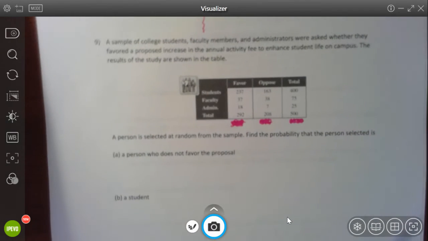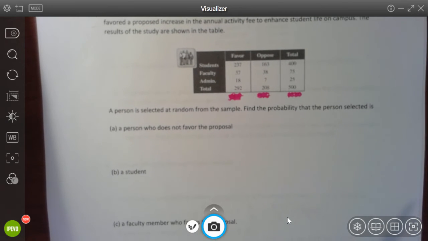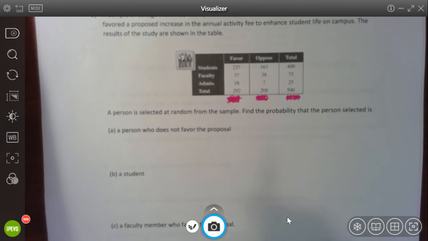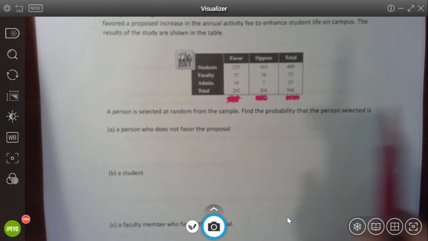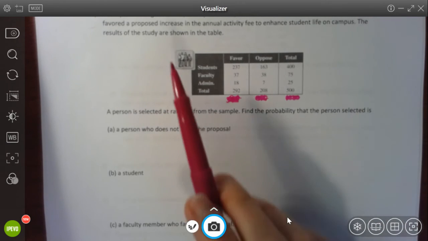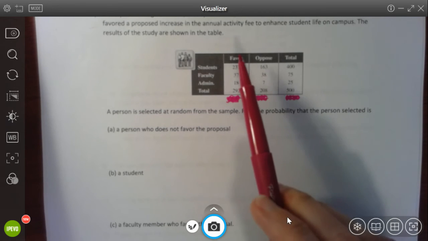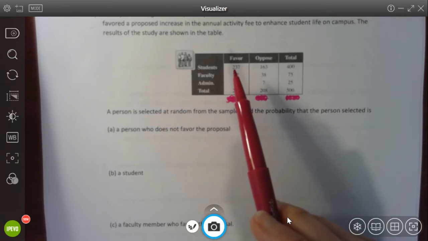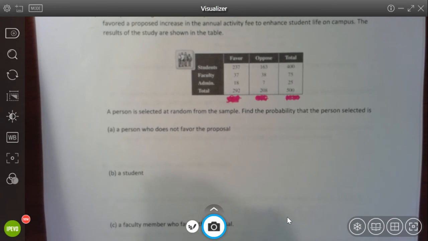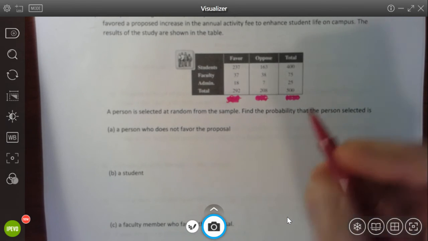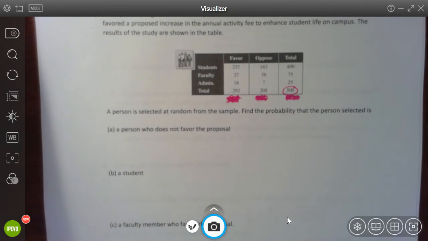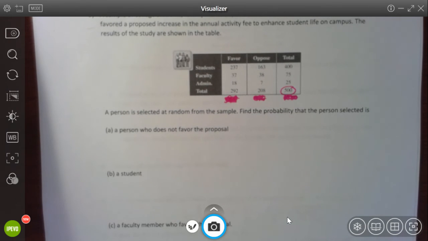All right? And then lastly, number 9 is a basic probability type problem where you have a bunch of different types of people that they're studying. So we have students, faculty, and administrators. Some of them are in favor of this proposal and some are opposed to it. So when I'm looking for the total here, we're going to be looking out of 500 because there's altogether 400 students, 75 faculty members, and 25 administrators. So my probability of getting one person out of that list would be 1 person out of 500.